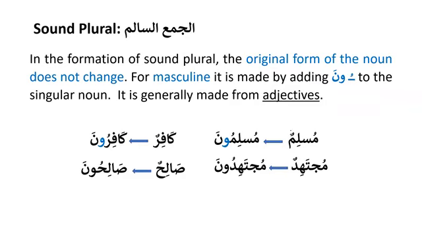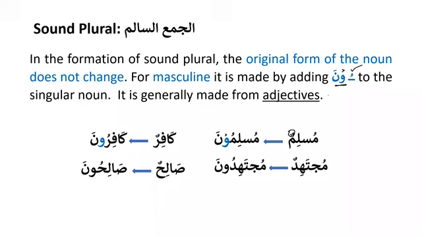And then the tanween changes into dhamma. If we have dhammatan over here, tanween changes into dhamma. And then after that, we add una to that, so it becomes muslimuna. So what do we have to put? We have to put dhamma, and after dhamma, what do we have? We have una, so it becomes the sound plural.